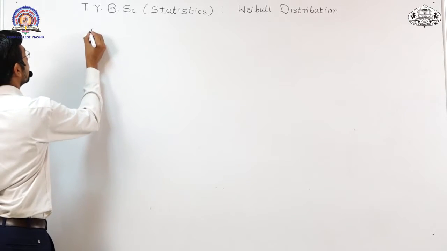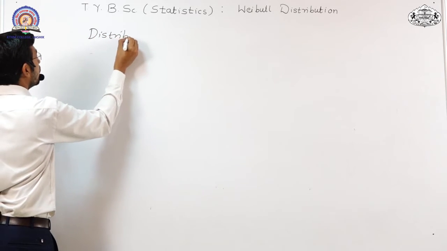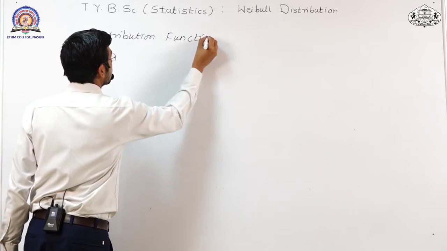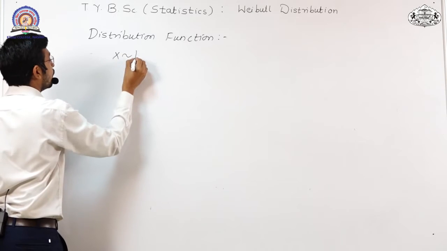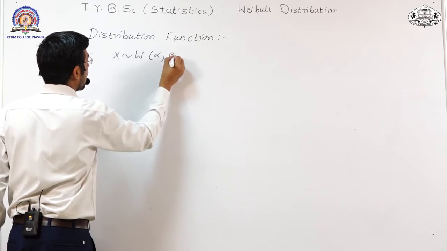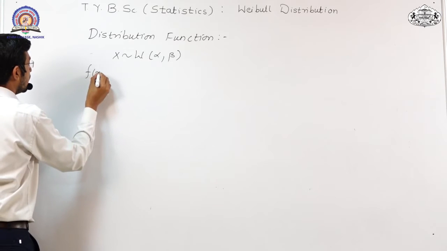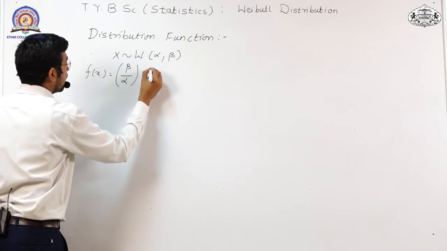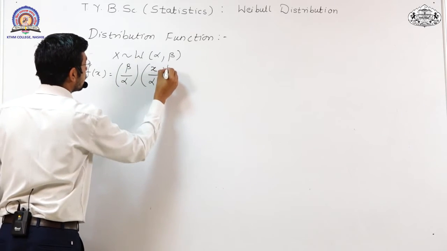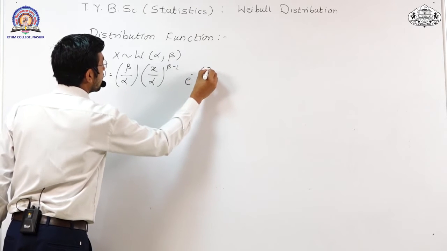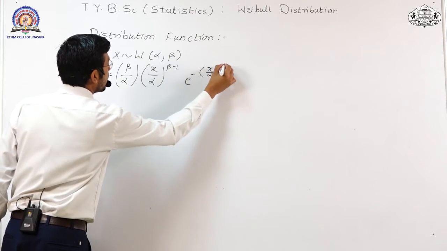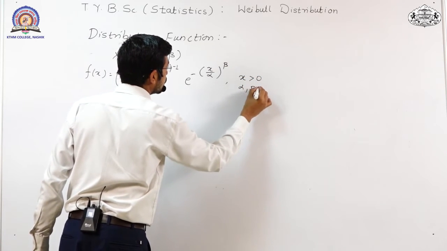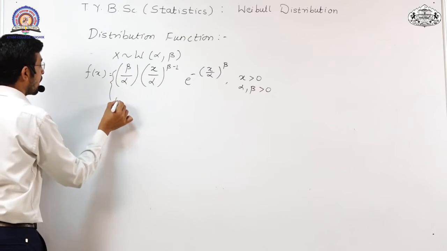Now the next part is the distribution function of the Weibull distribution. Firstly, we are given that x has a Weibull distribution with parameters alpha and beta. So the density function of it is f of x equal to beta upon alpha (x upon alpha) raised to beta minus 1 e raised to minus (x upon alpha) raised to beta, where x is greater than 0 and the parameters should be positive, 0 otherwise.